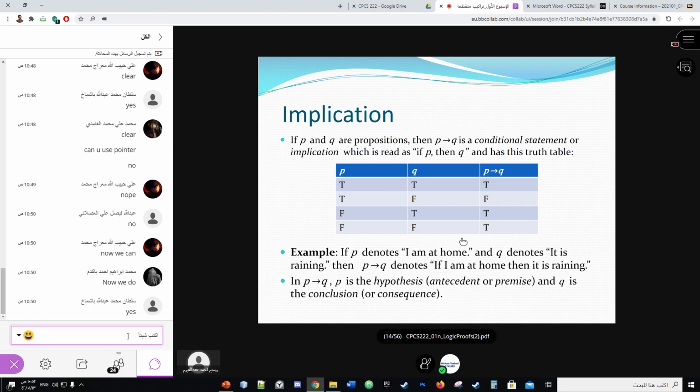Then we looked at the implication, or the conditional statement, which is read as if P then Q. This is called the implication operator. How do we know if the statement is true or false? We break it up, find the value of P and the value of Q, and then using our truth table, we find the value of the statement if P then Q.